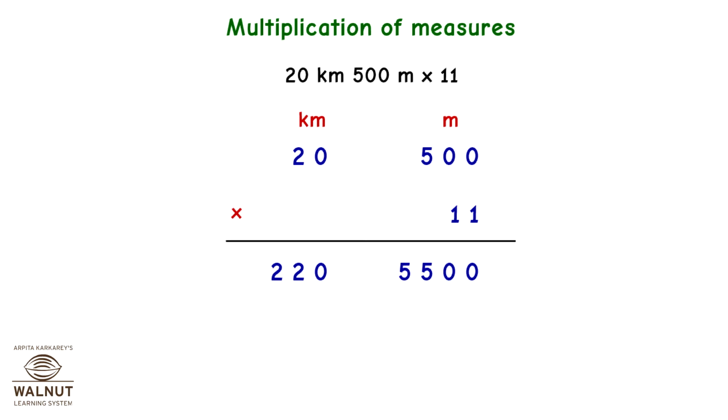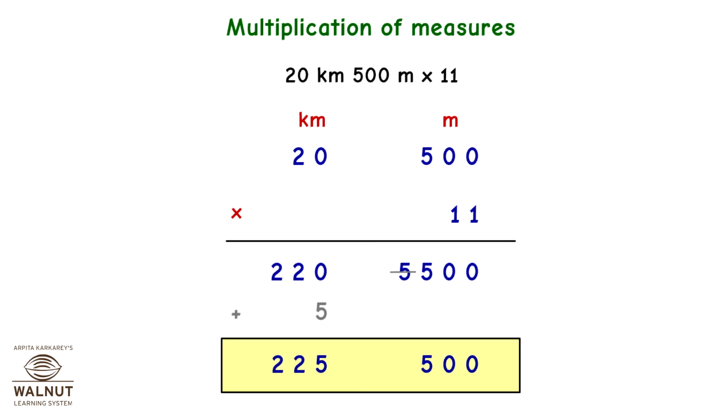We know that 1000 meters is equal to 1 kilometer. Here we have 5 kilometers which we can club with the kilometers and keep the remaining meters. Then we keep the remaining meters. We add up the kilometers and that is our answer. 225 kilometers and 500 meters. Let's take a look at another one.